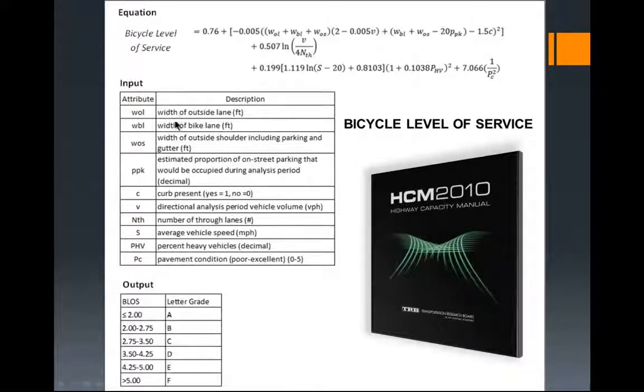It uses 10 attributes: the width of the outside lane, the width of bike lane, etc. And this information is put into the equation to calculate a bicycle level of service score. This method was developed and is found in the Highway Capacity Manual, the most recent version of the Highway Capacity Manual. The score that it produces is then used to find a level of service grade, letter grade. So the result might be a bicycle level service B or D, depending on these input attributes.